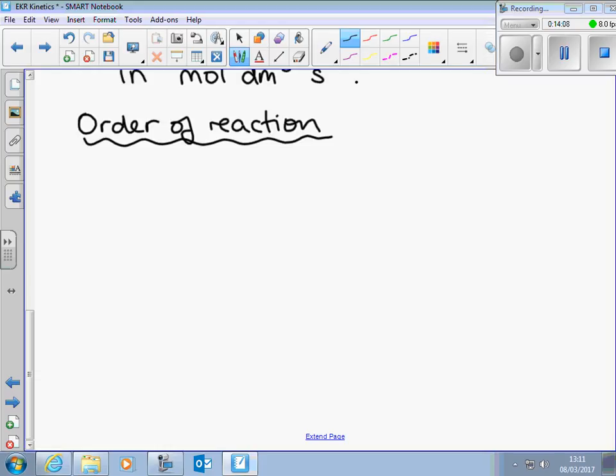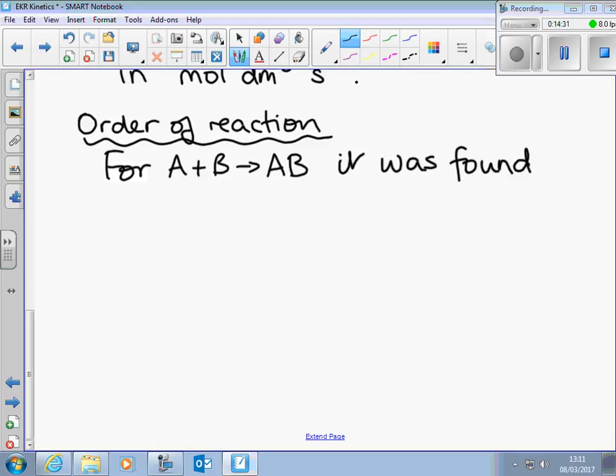If we've got an equation, let's just stick with the same one. For that reaction, I'm going to write A + B. In my notes, I've actually got C there. A plus B gives C, but it doesn't really matter. Let's say that for that, it was found, so this is an example really, I should have made that clear.